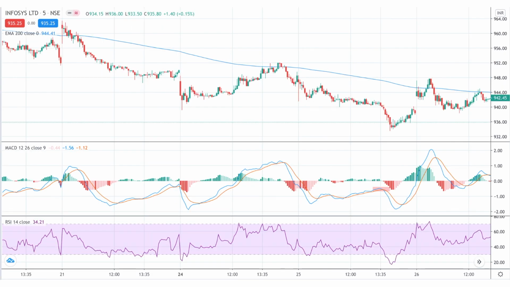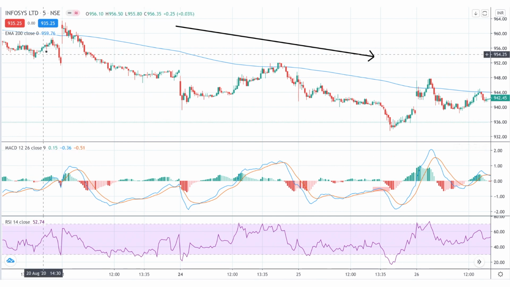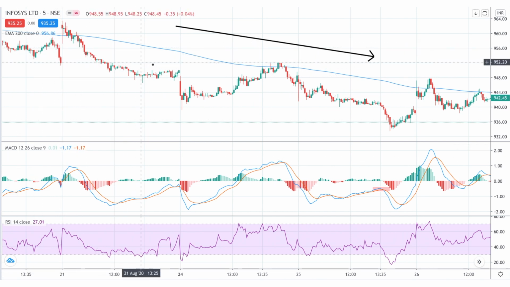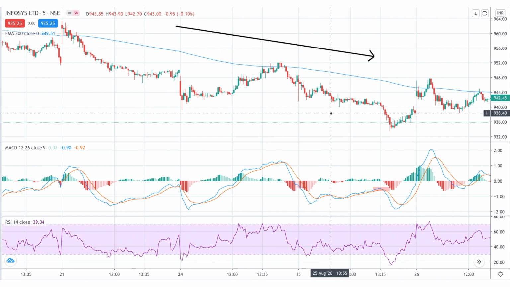Now this is an example of a downward trend. As you can see, the stock continuously fluctuates below the EMA line. So when it is a downward trend, we are looking only for short selling opportunities. We want to avoid any buying opportunity.